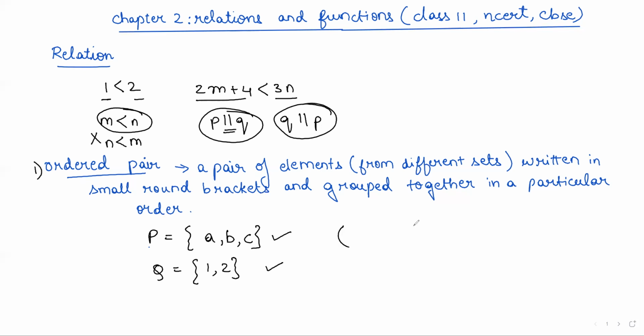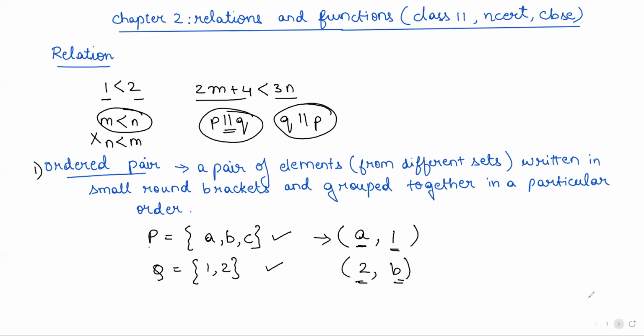So let's draw the round brackets and group them together in a particular order. Let us take one element from P and one element from Q. Or let us take one element from Q and one element from P. So these are ordered pairs, a sequence, a pattern. First element and then second element.